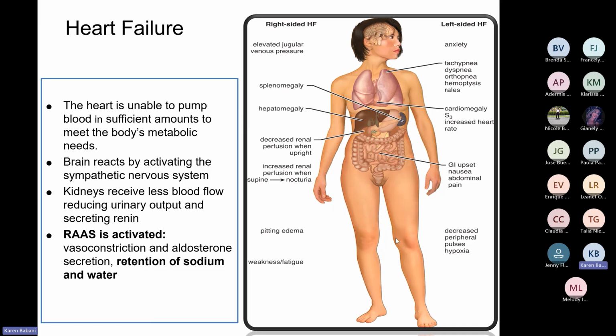It backs up into the tissues. It backs up into the organs. So your client is going to have a big liver, a big spleen, and edema. That's why we see those patients that have pedal edema, sacral edema, peripheral edema because of the fluid backup. The renal function, obviously we mentioned this. There's not enough blood coming into the kidney, and the kidney is going to start decreasing the perfusion.